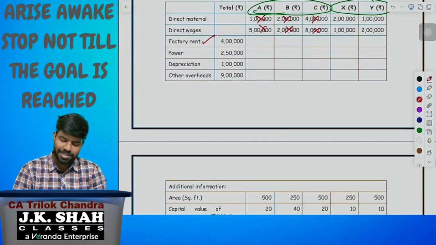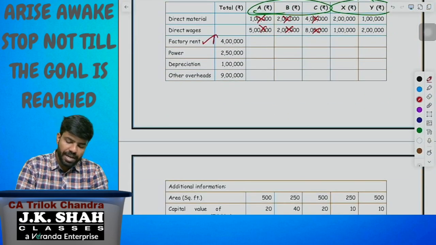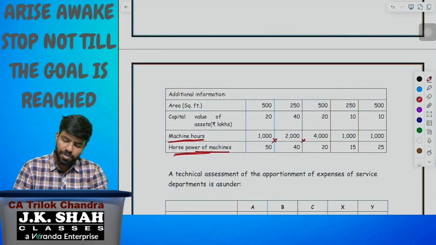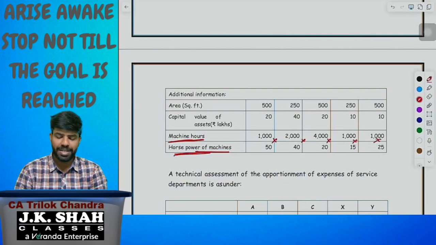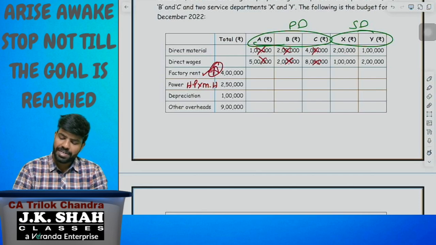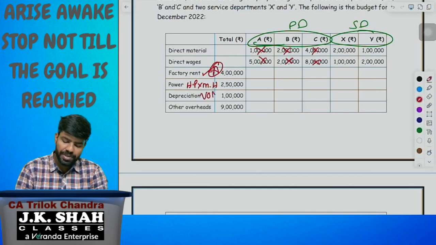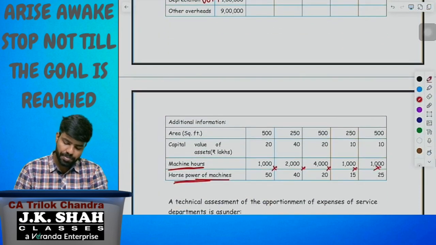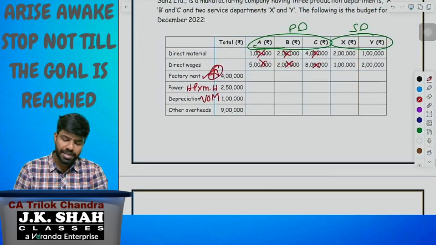Factory rent, what is the base? Area. Area is the base for the factory rent. Power. Power depends upon horsepower and machine hours. Take the product of both, and then take the proportion. Next. Depreciation depends upon value of machinery. Depreciation depends upon value of asset. Next, other overheads 9 lakh rupees.